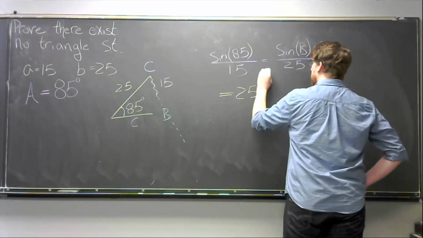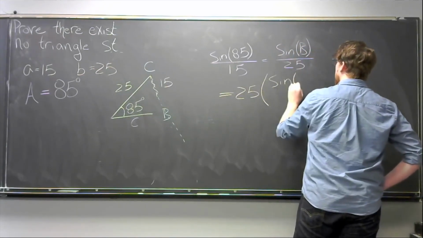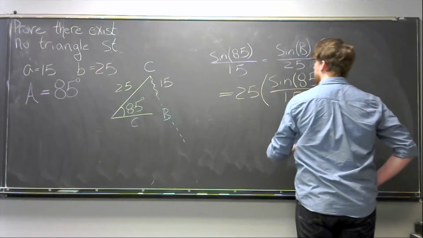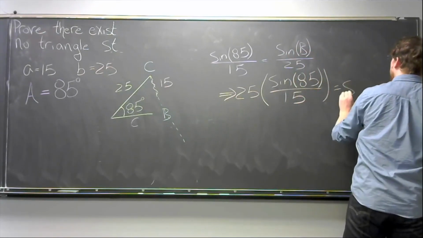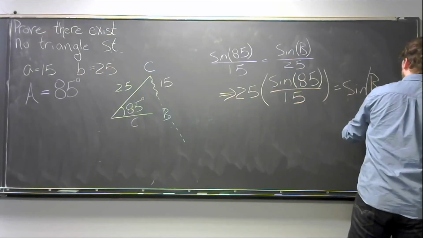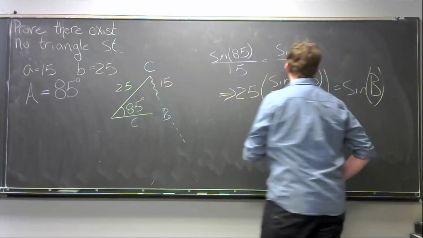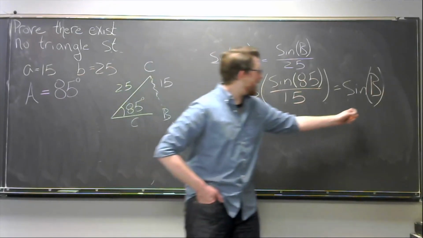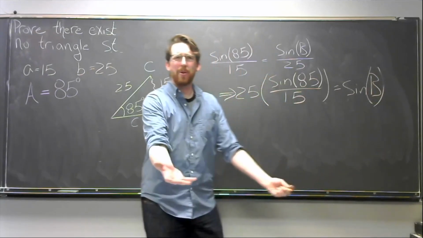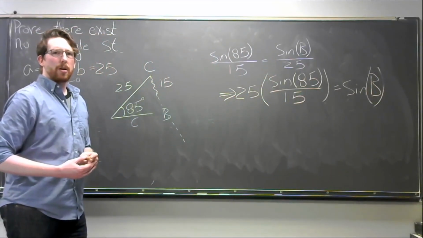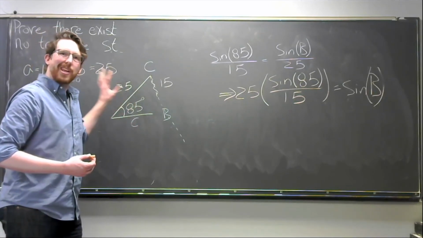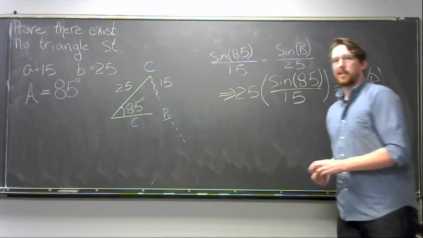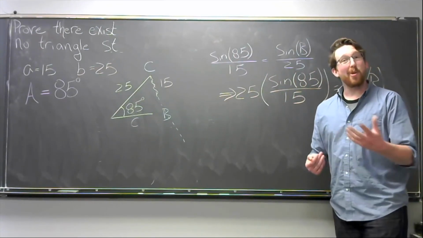25 times the sine of 85 divided by 15 is equal to the sine of b. But hey, wait a minute. This is going to be larger than 1. And sine of b can't be larger than 1. So this can't happen. This triangle can't happen because of that. Now, you probably recognize this example from the lectures because you're all good students and you all watch my lectures.